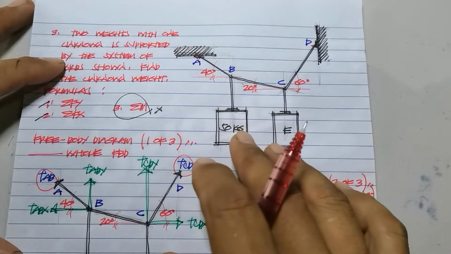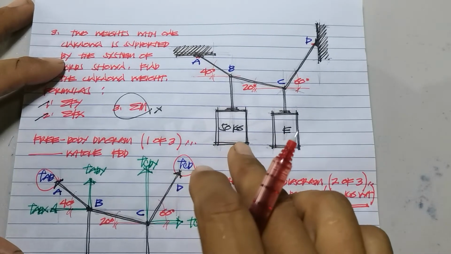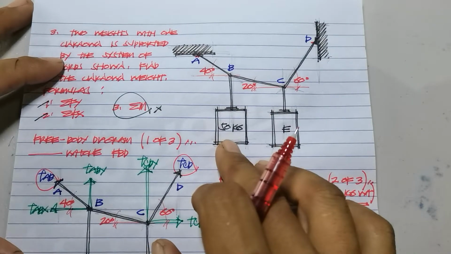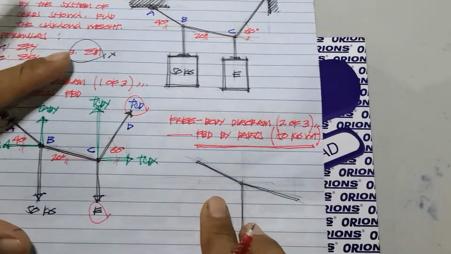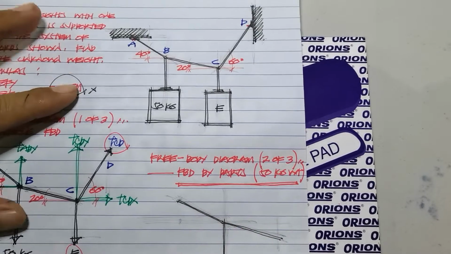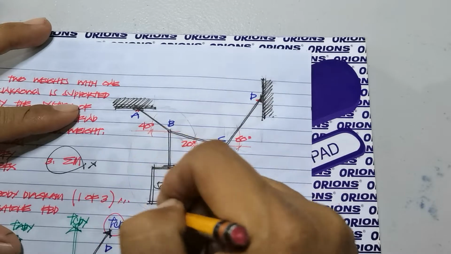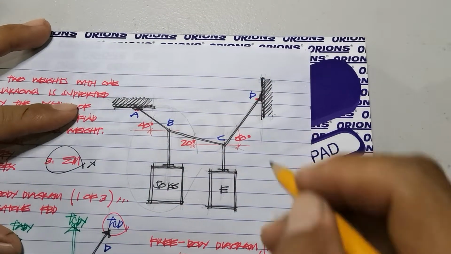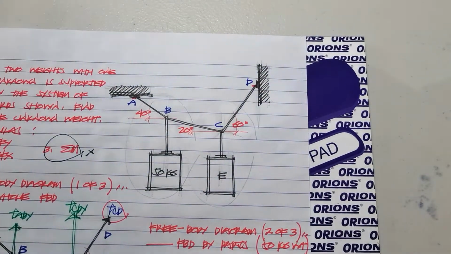So if our configuration is composed of multiple parts, in this case, we have a system of chords and we have weights. It is possible that more than one free body diagram can be generated. So in this case, let's consider the other free body diagrams. What are the free body diagrams I'm talking about? We can isolate this part, the 50 kg weight, or we can isolate the unknown weight, which is the E part.